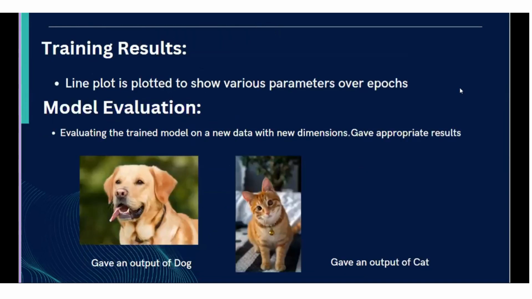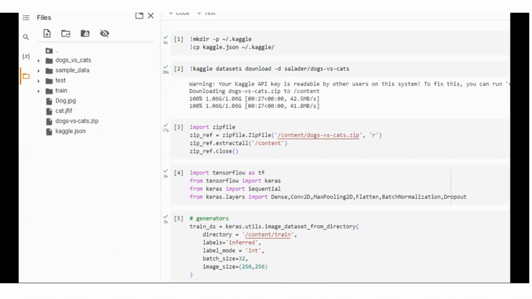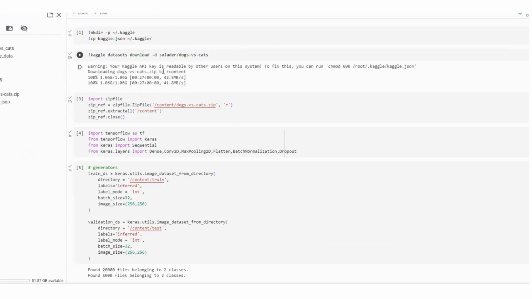Training results. We have plotted numerous line plots showing various parameters over the epochs. Over 10 epochs we have trained to gain more accuracy. Model evaluation. The model was trained with the data from the training and test sets, and when given unknown or new data, it predicted correctly. Here this was the input of a dog that was given, and the output was a dog, and this was also correctly identified. Conclusion.